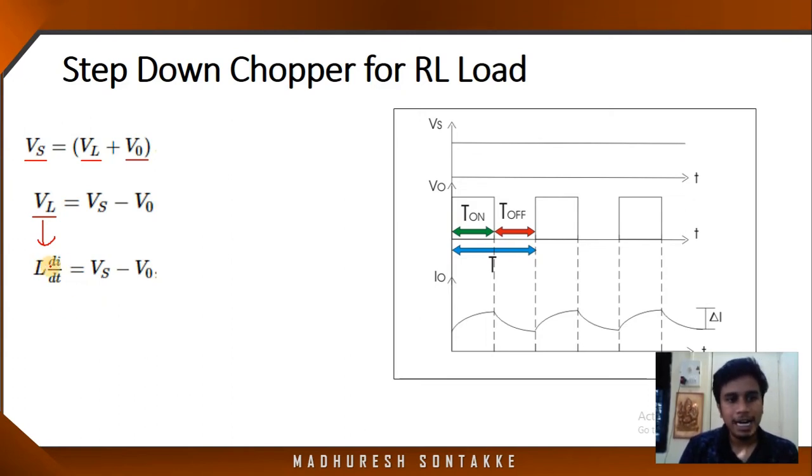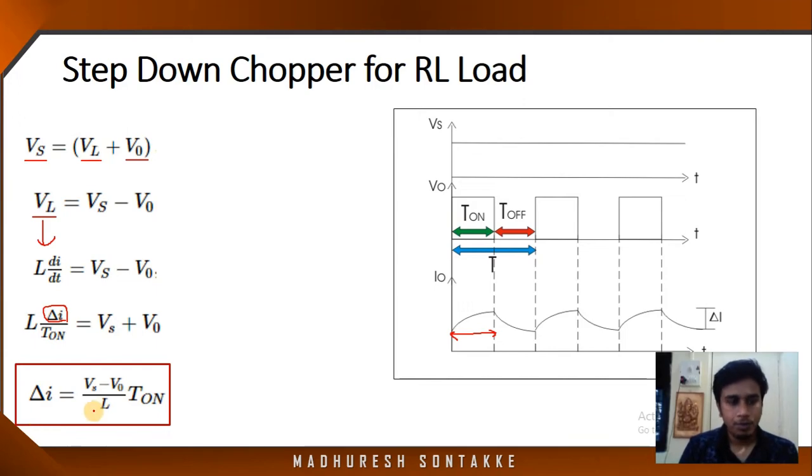Again, what is this di by dt? di by dt is the change in current with respect to dt, and dt is a small amount of time. Now we'll consider this dt as T on, because the change we are looking for is over T on, so we consider this entire time. So di becomes delta I, the change in current. The change in current will come as Vs minus V0 upon L, into T on. This is for the first half cycle where the switch is on.